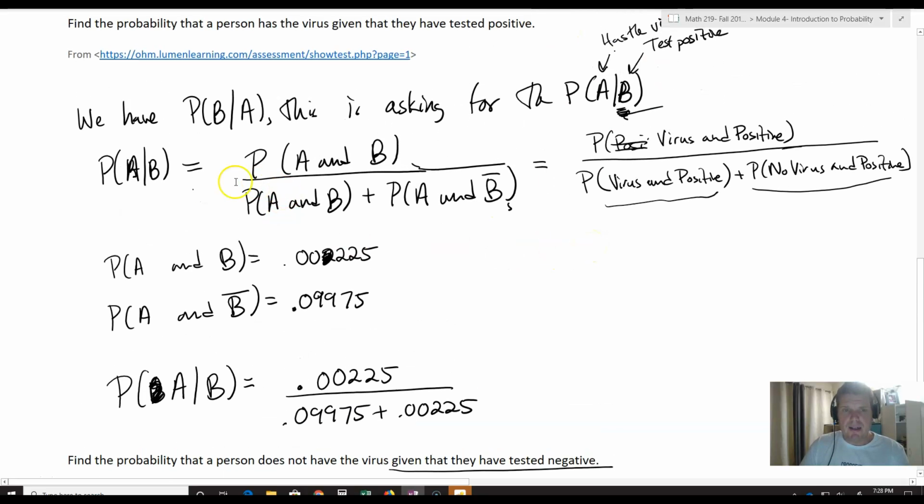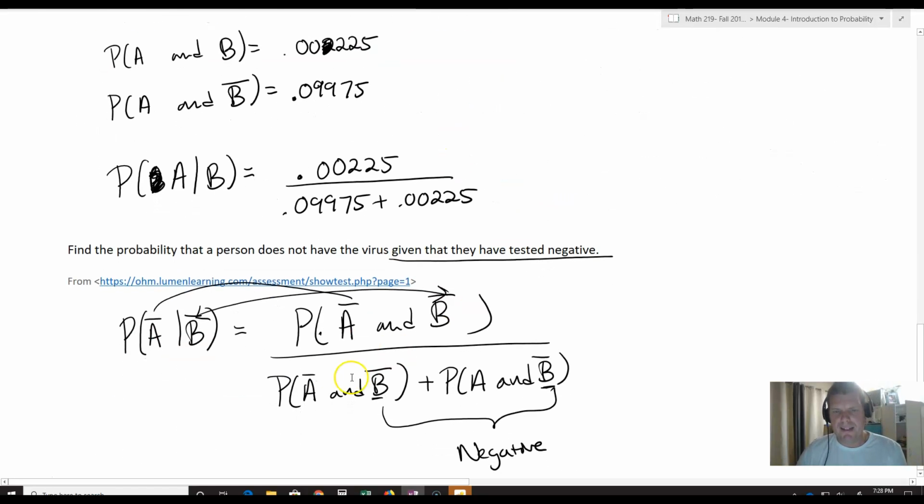And then what we do in order to find these conditional probabilities is we're going to have the A and B, the one that you're looking for, and divide it by the probability of A and B plus the probability of A complement and B. So we want only positives. Same thing down here: A complement and B complement divided by A complement and B complement plus the probability of A and B complement. Okay? So I hope that helps.